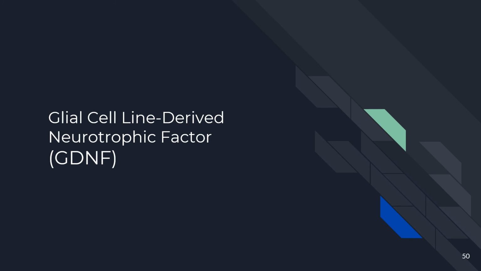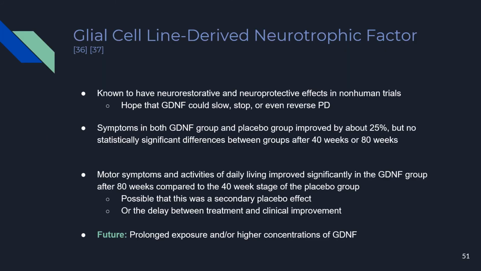Another treatment that has been growing in popularity recently involves glial cell line-derived neurotrophic factor, or GDNF. GDNF has been shown to have neuroprotective and neurorestorative effects in non-human trials, so researchers think there is potential for GDNF to slow, stop, and even possibly reverse Parkinson's disease.